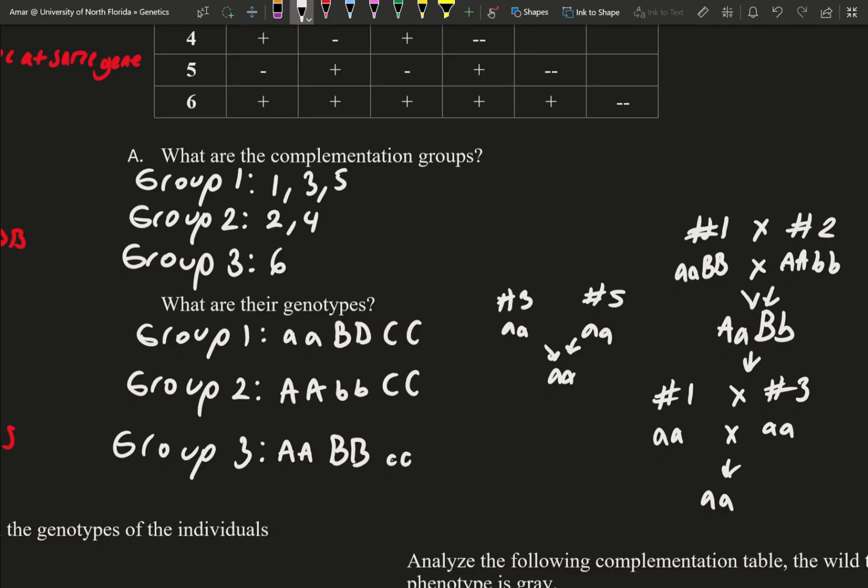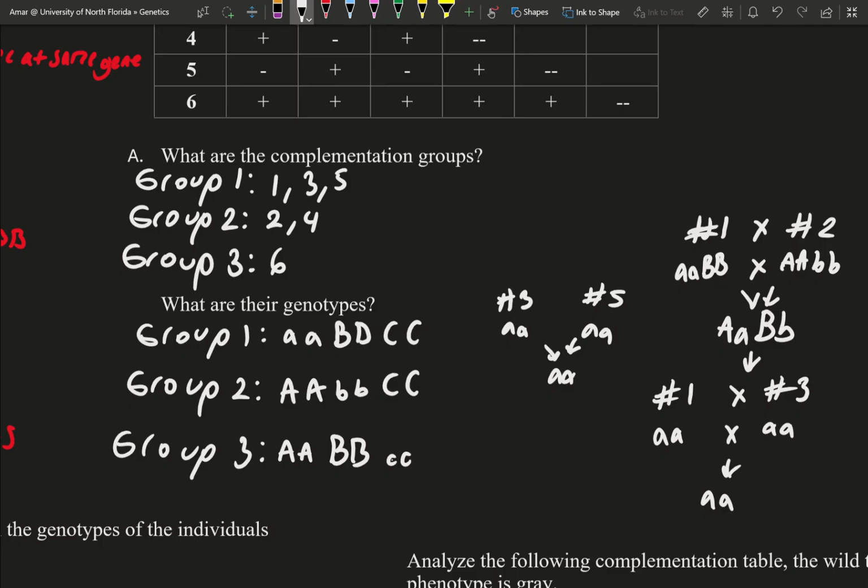Okay? So basically, you need every single gene to be either heterozygous or homozygous dominant in order for it to be a dominant or wild type phenotype.